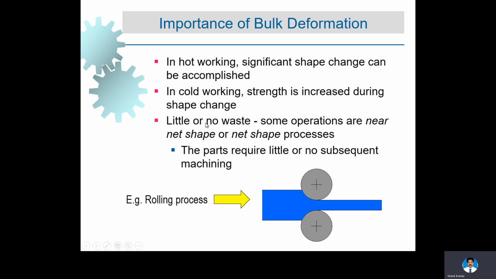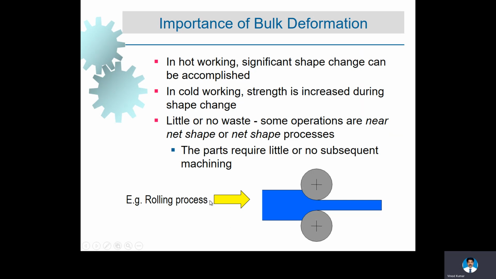In hot condition, if we increase the temperature above the recrystallization temperature of the material and then apply a compressive stress, the material will undergo significant deformation and there will be new grain formation in the material. In cold working, we do the operations under normal, ambient conditions. Strength will be much higher in cold work products and finishing also will be very good. Little or no waste, and you can see here there will not be any wastage of material. We can produce net shape or near net shape in such operations.